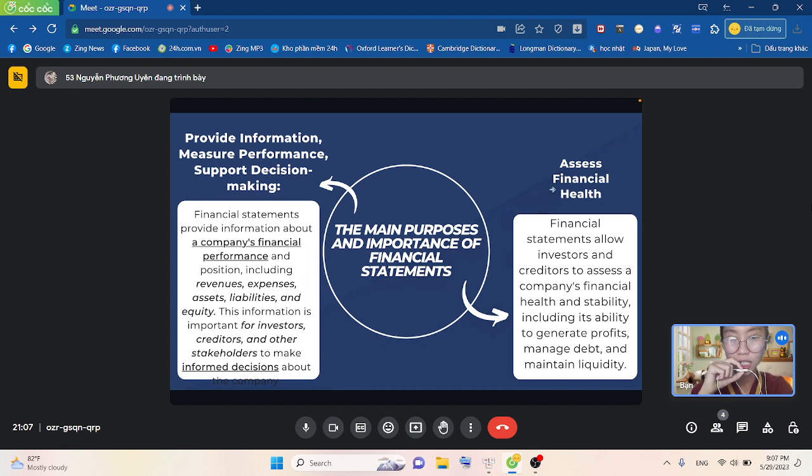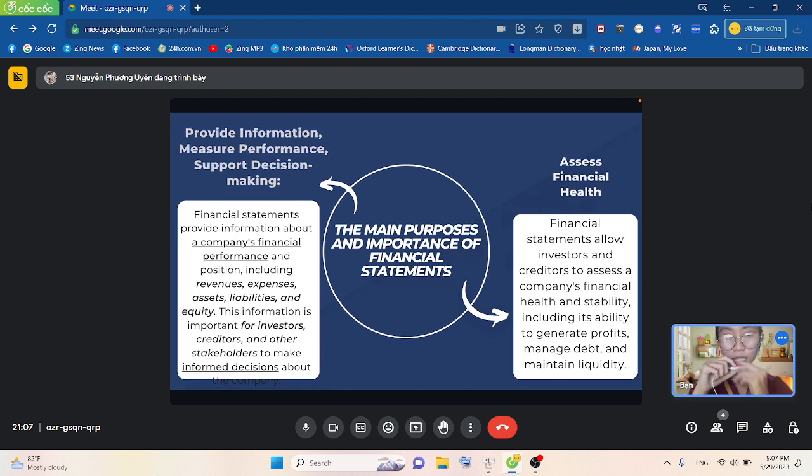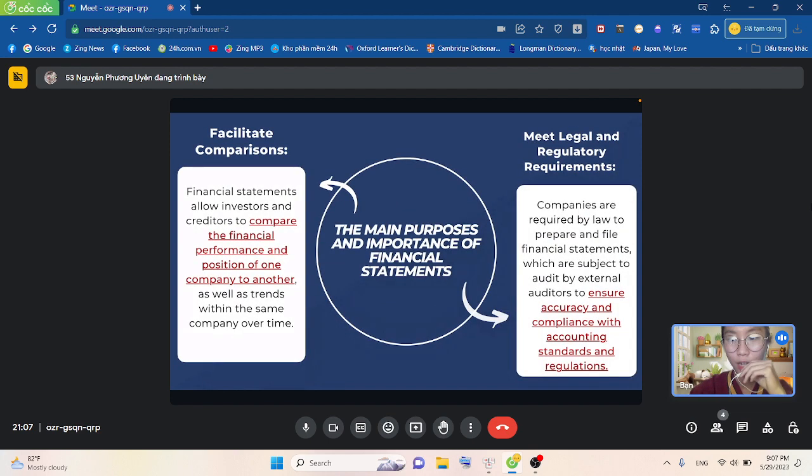And the second is to assess financial health. It allows investors and creditors to assess a company's financial health and stability, including its ability to generate profits, manage debt, and maintain equity. The third is to facilitate comparisons. It allows investors and creditors to compare the financial performance and positions of one company to another, as well as trends within the same company over time.